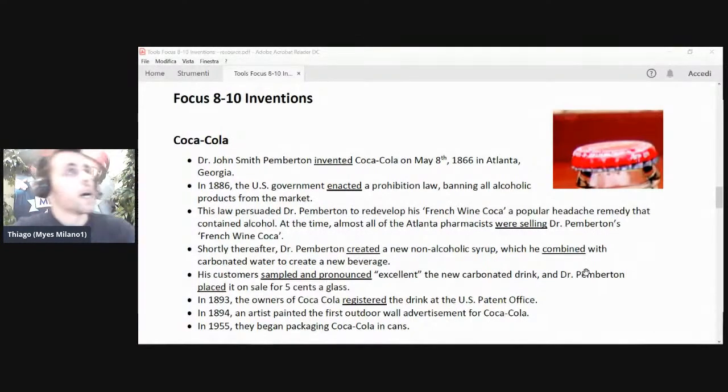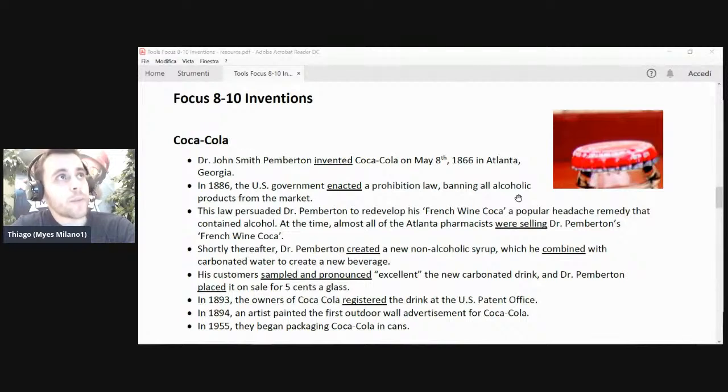So Dr. John Smith Pemberton invented Coca-Cola on May 8th, 1866 in Atlanta, Georgia. So in this case, Coca-Cola was invented on May 8th by Pemberton. In 1886, the US government enacted a prohibition law banning all alcoholic products from the market. So in this case, in 1886, a prohibition law was enacted banning all alcoholic products from the market.